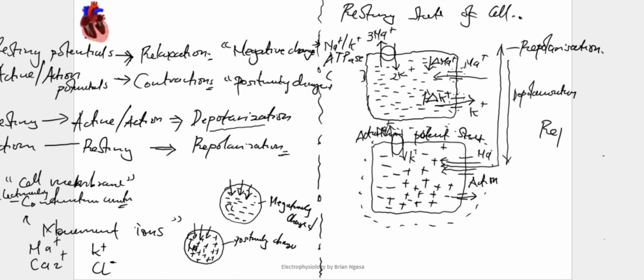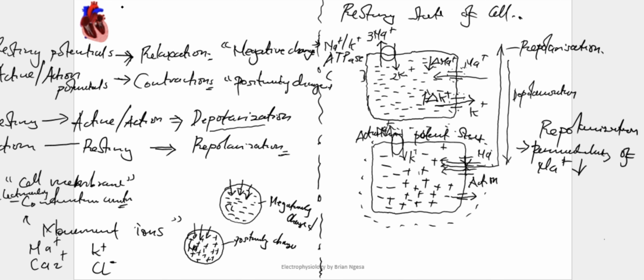So let's just write it here. Repolarization, what happens? The permeability of sodium reduces. So this means the amount of sodium gaining entry is able to reduce. So if this reduces, it means that the number of positive charges will also reduce. This is because remember, our active transport is still constant.